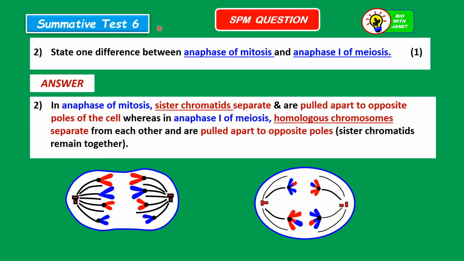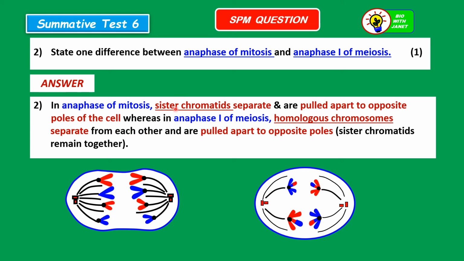Another question related to summative test 6. And this is also a past year SPM question. Alright, so it's important to know how to answer it. State one difference between anaphase of mitosis and anaphase 1 of meiosis. So we have discussed this in the earlier slide. Now let's look at the answer.